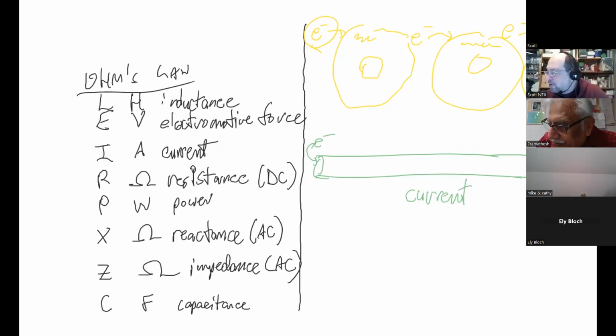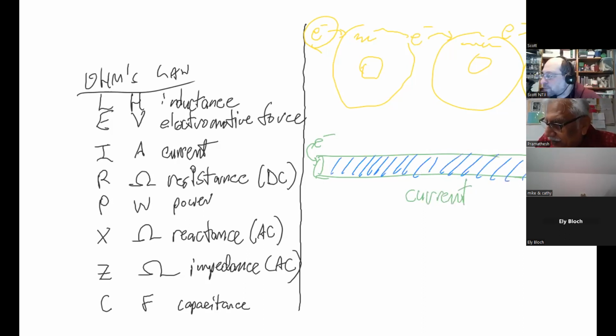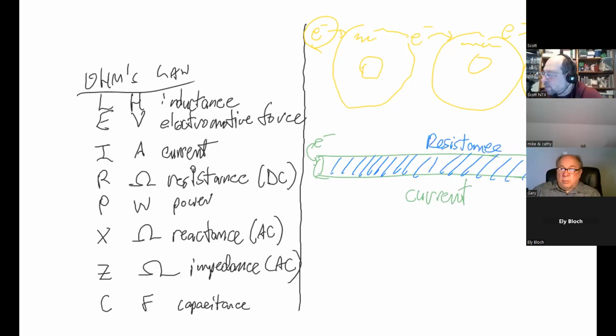The intrinsic property of this material to resist the movement of electrons through it is known as resistance. What was that last part again? The intrinsic property of being able to resist the flow of electrons through a material is resistance. Something that allows electrons to flow is a conductor. And something that resists the flow of electrons is an insulator.